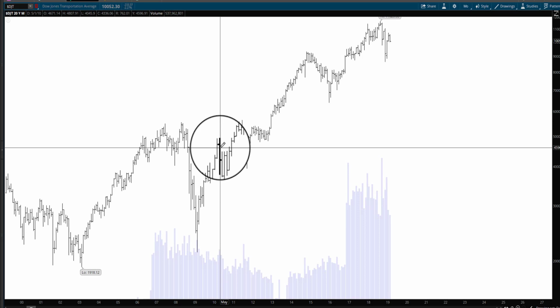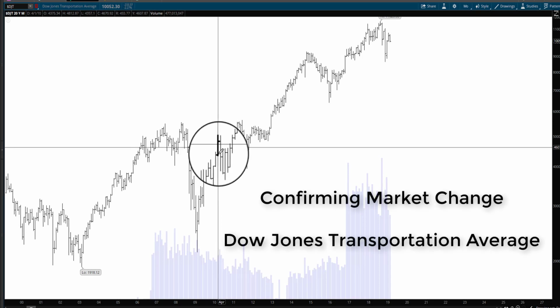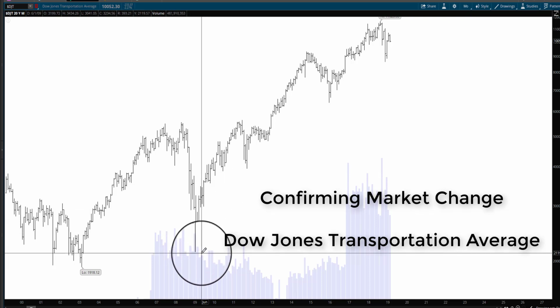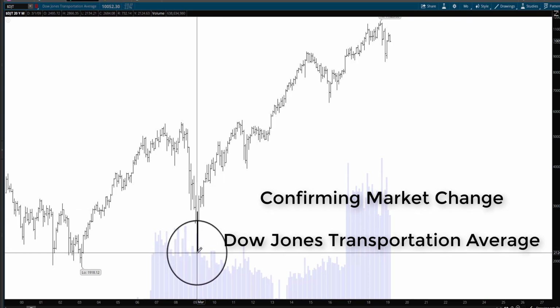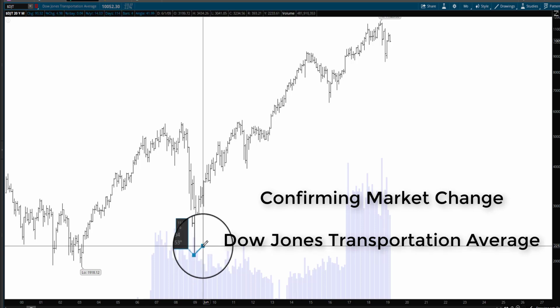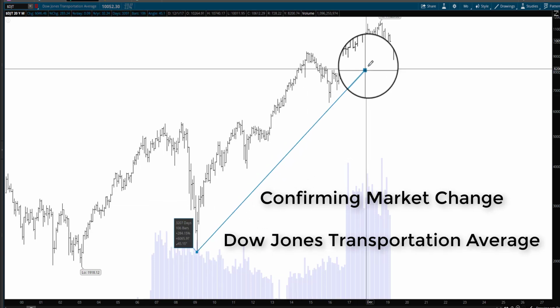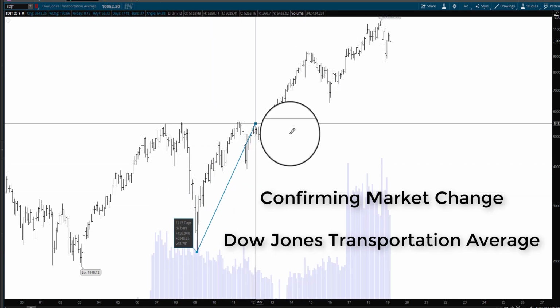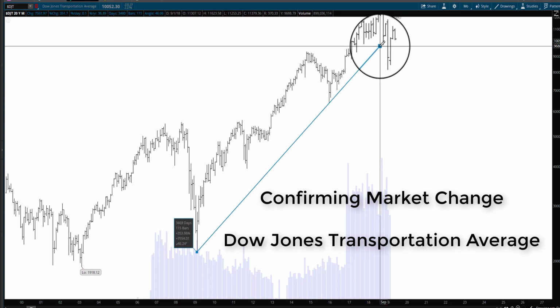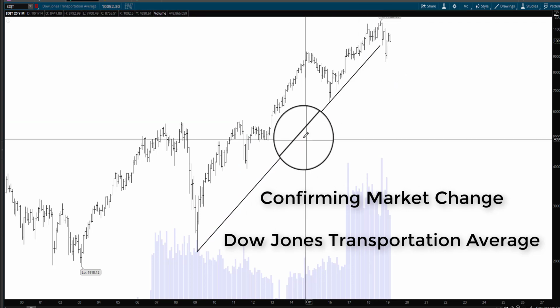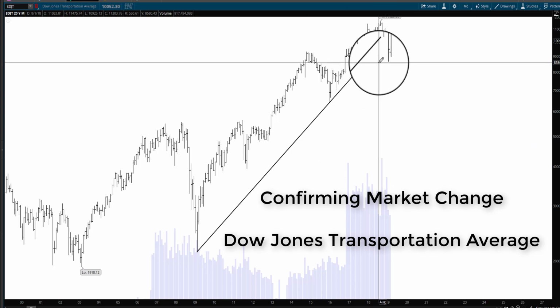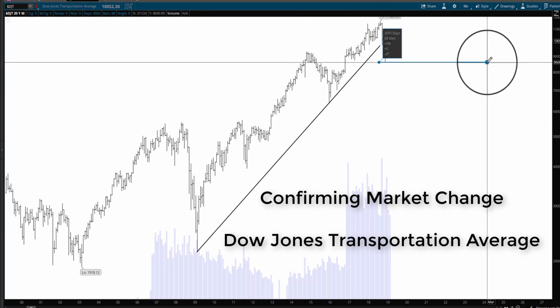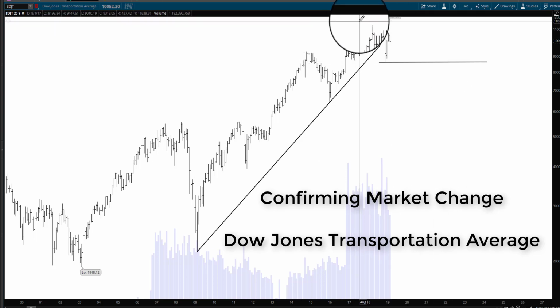The one last caveat that Dow Theory would hold is that there needs to be a confirming market. Now, Dow used, of course, the Dow Jones Industrial Average and also the Dow Jones Transportation Average. So this is Dow Jones Transportation Average. You can see that we pretty much broke the trend at the same time. This would be our reversal of trend line. This would be our continue of trend line.